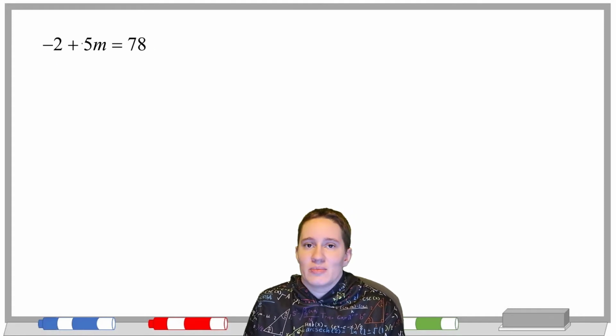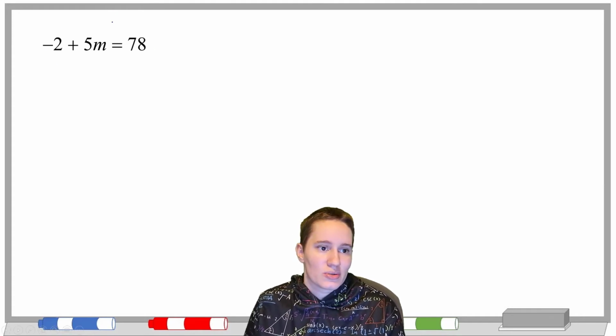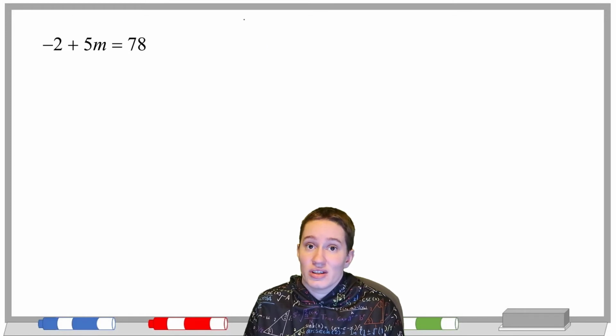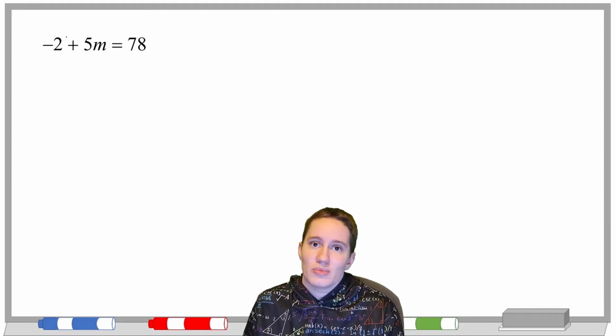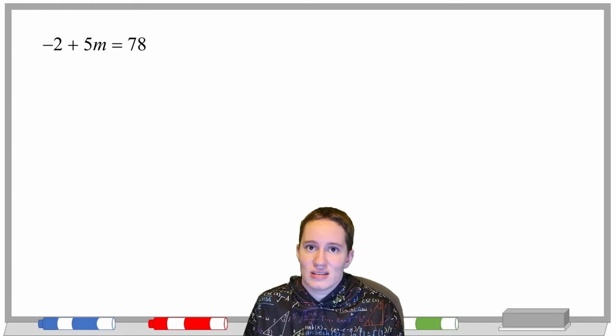Negative 2 plus 5m equals 78. That's actually super similar to the one we just did. So you might pause the video and see if you can do this one on your own and then start it back up either when you get an answer or when you get stuck. So we're going to move the negative 2 first. Always save what's right next to the letter, either even with it here, this 5m, or like if it's a fraction. Always save that for last.